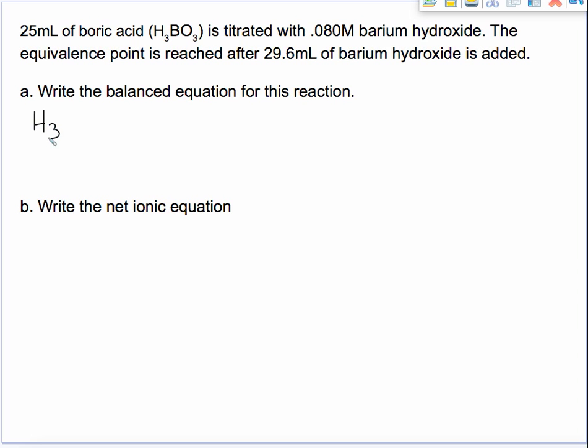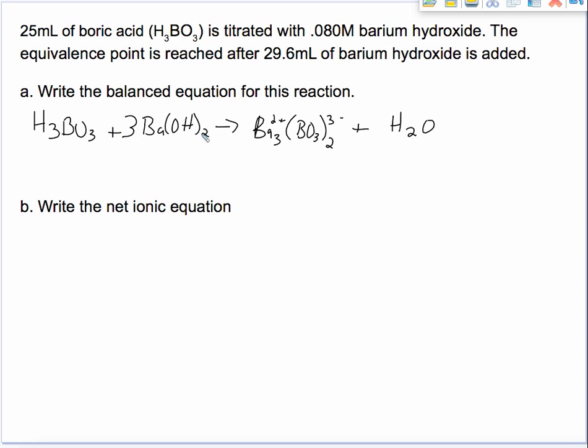So if you have H3BO3, that's boric acid, plus barium hydroxide, Ba(OH)2. Okay, so the barium will go with the borate. So barium is 2 plus, borate is a polyatomic ion. That's 3 minus, so you'll need 3 bariums for every 2 borates. And then the H will go with the H2O over here. So we have H2O. Now you got 3 bariums here, so you're going to need 3 over here. 2 borates here, you'll need 2 over here.